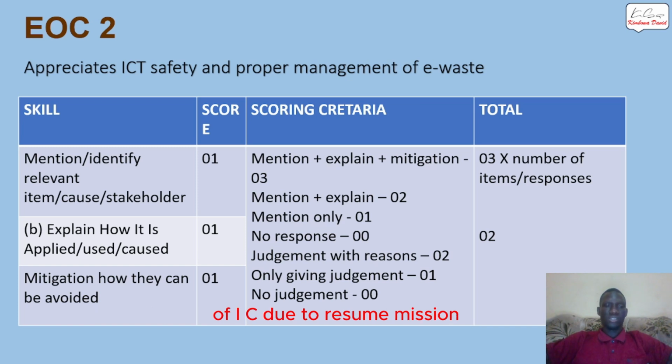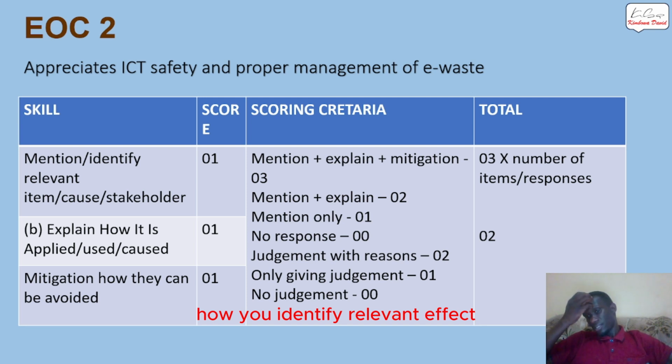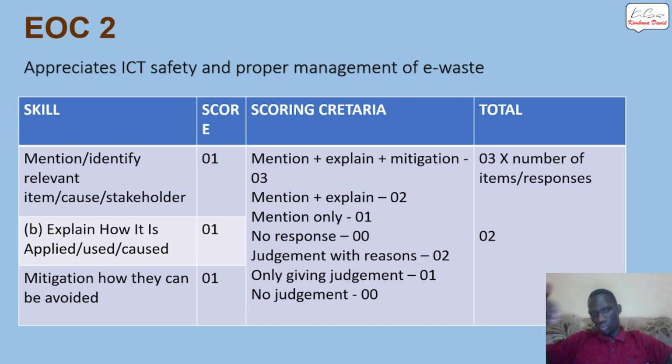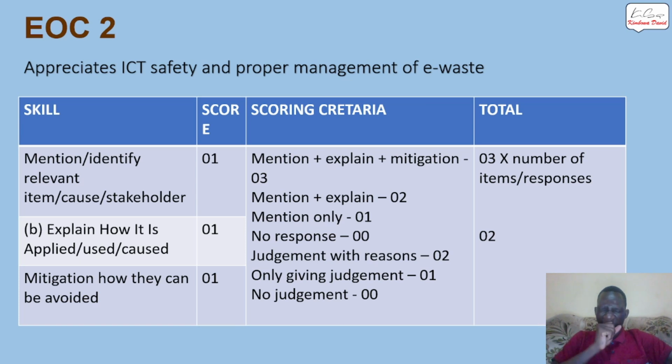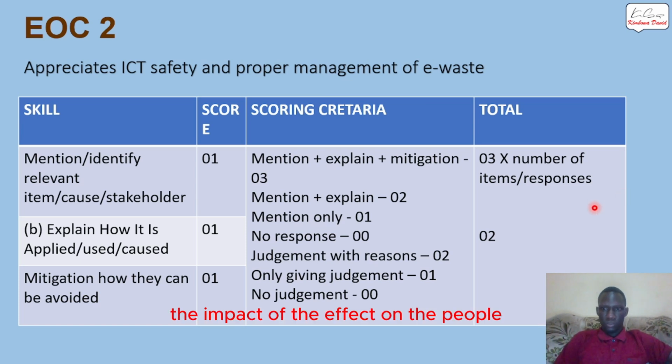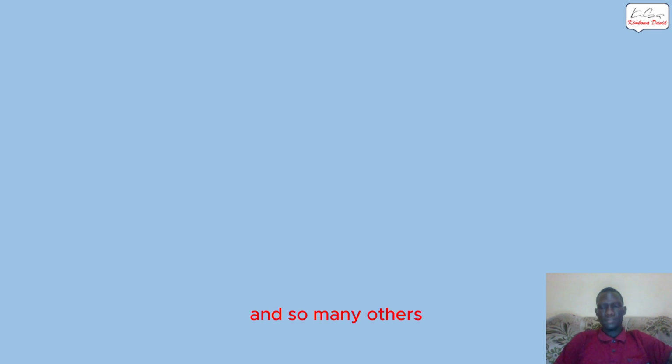So you mention or identify the relevant effect, talk of what causes the effect, explain how it is caused, and 3, how can you avoid the effect, or how can you reduce the impact of the effect on the people that are using ICT tools, and so many others.